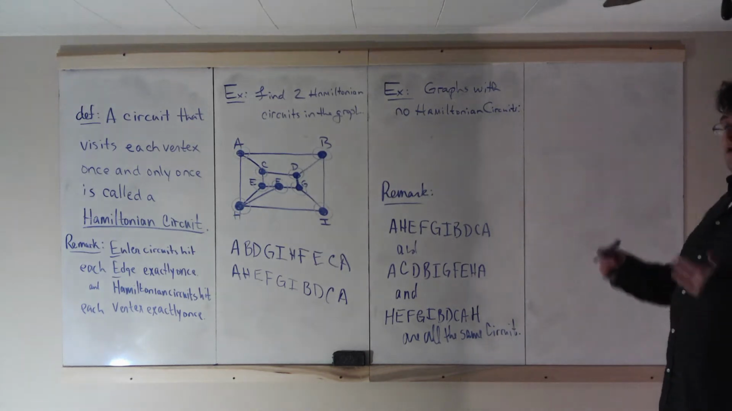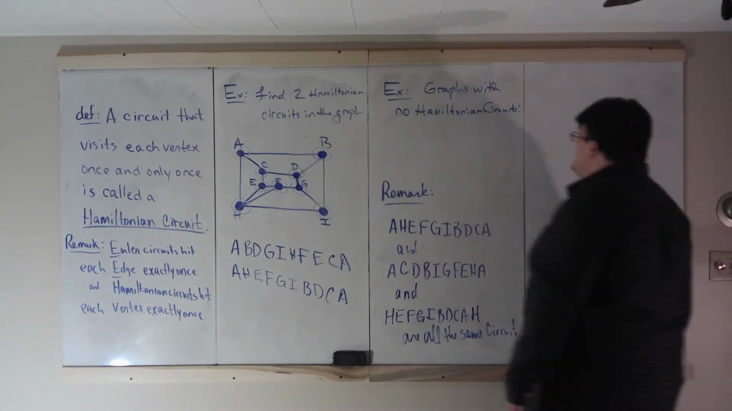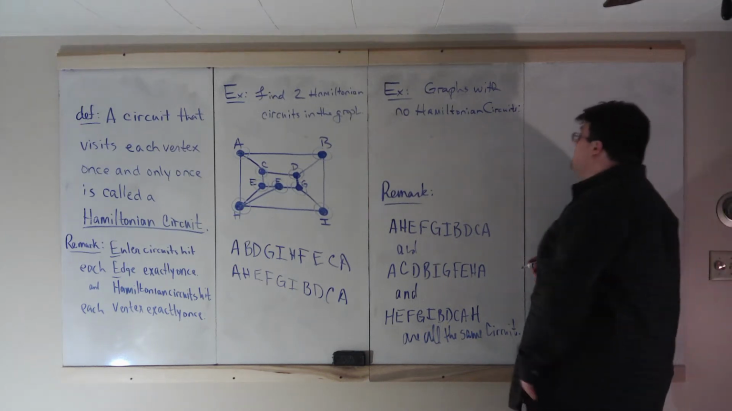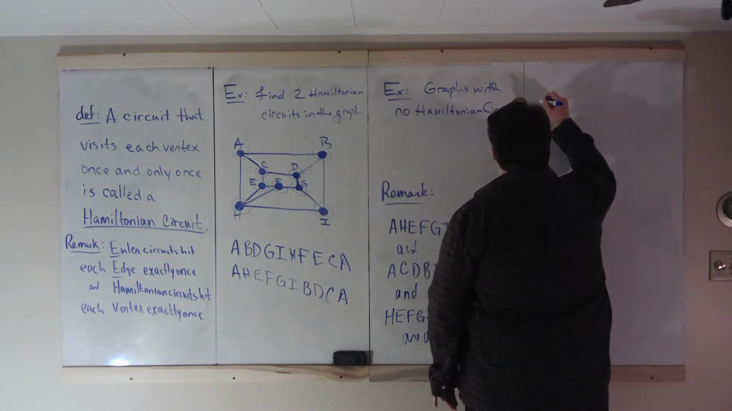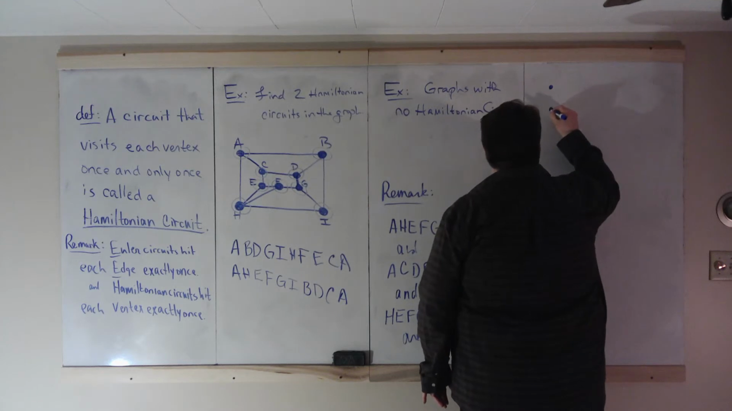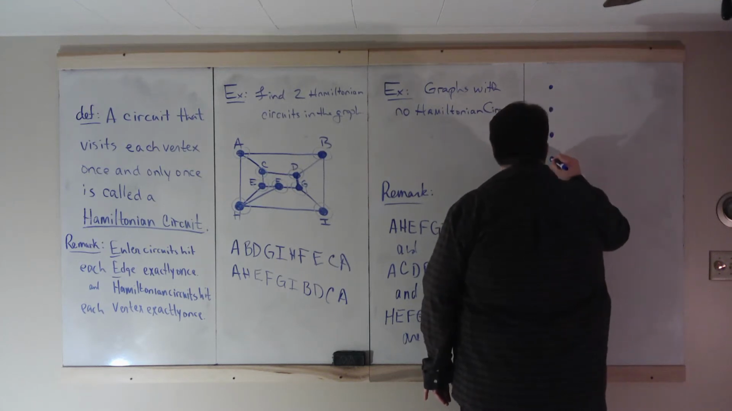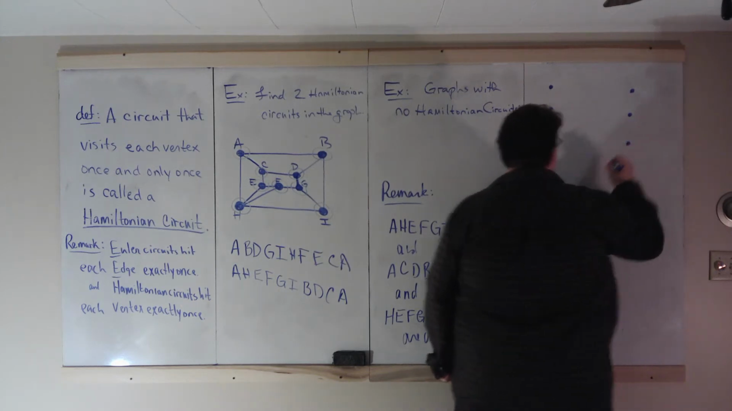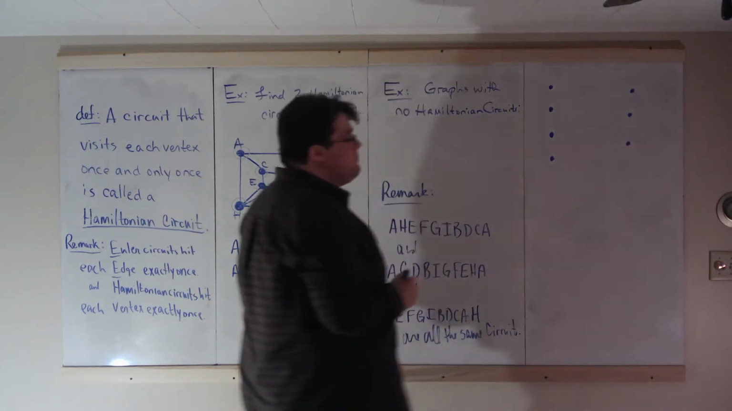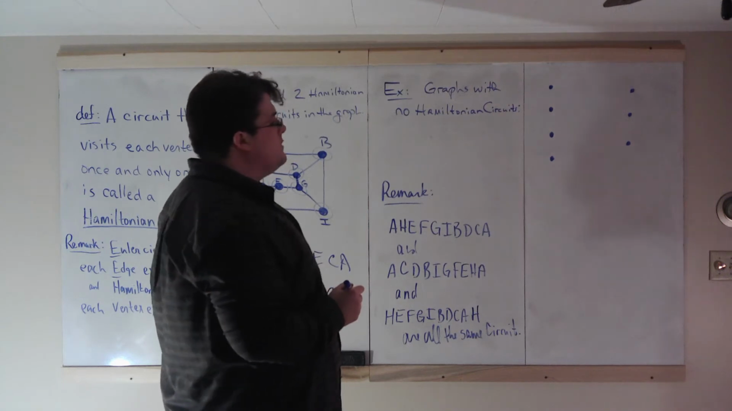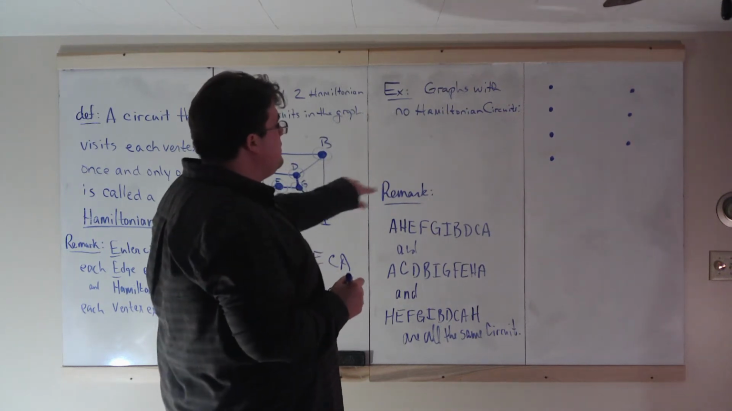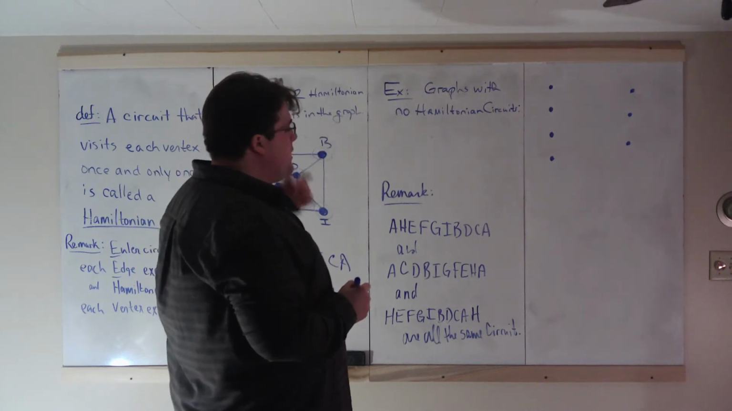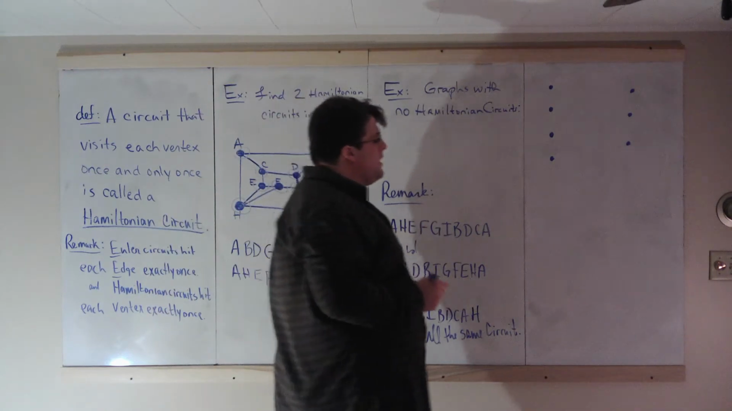Now, not all graphs have Hamiltonian circuits. And right here, I'm just going to give two families of graphs which do not have Hamiltonian circuits. So, this graph. Take two sets of vertices like that. Make them have different numbers of vertices. If they have the same number of vertices, you'd be able to find a Hamiltonian circuit.